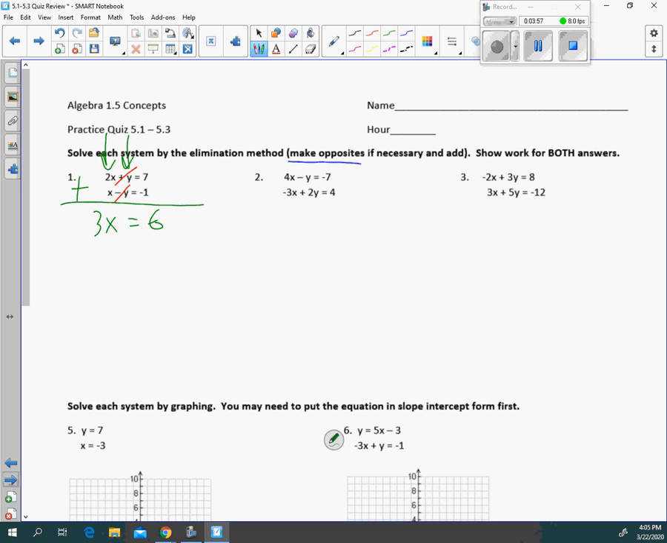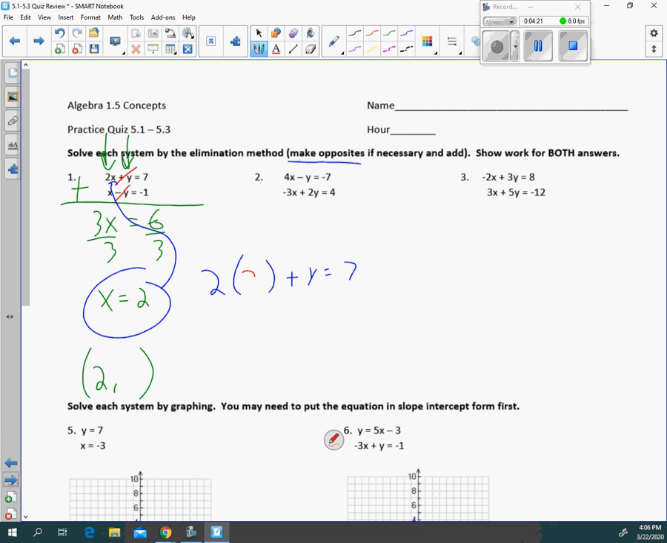So I know you're all thinking the answer x is 2, and you're right. X is equal to 2. That's only half my answer, though. I need to find the other half, right? I'm going to plug in this 2 in for x. And it doesn't matter which x, I'm going to just pick the top one. 2x plus y equals 7. X is 2. So that gives me 4 plus y equals 7.